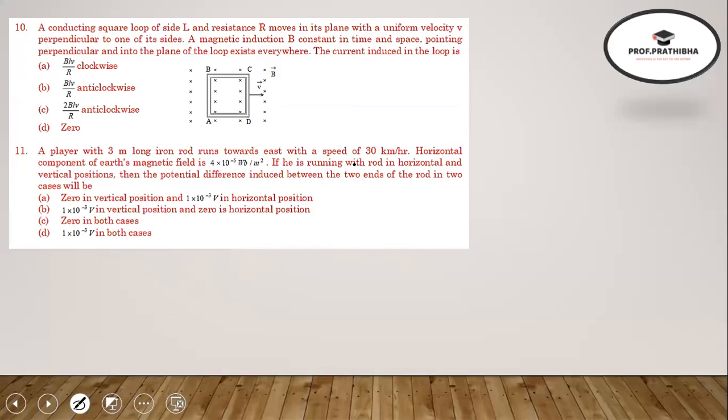Okay, let's look at question number 10. 10 will be the last question. Chalo. Gear up now. 10 we'll conclude because we did a lot of theory today. A conducting square loop of side L and resistance R moves in this plane. The cross indicates that the magnetic field is directed inwards, in its plane with a uniform velocity v perpendicular to one of its sides. The magnetic induction B, constant in time and space, pointing perpendicular and into the plane of the loop exists everywhere. The current induced in the loop is, what kind of current will be induced here?